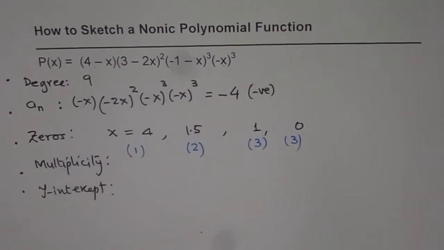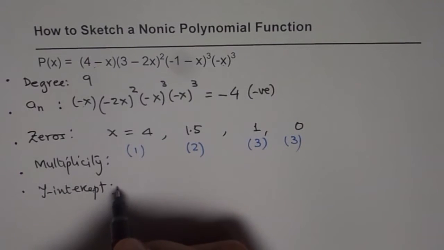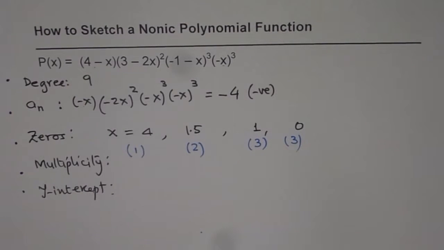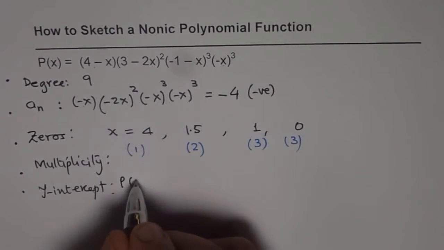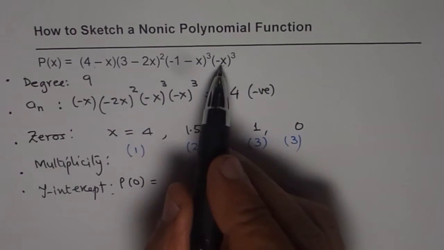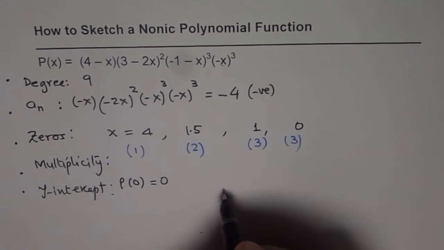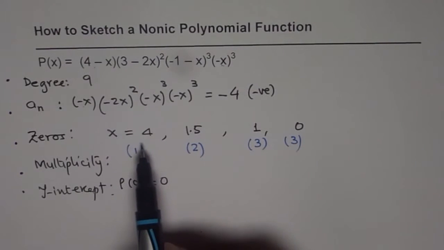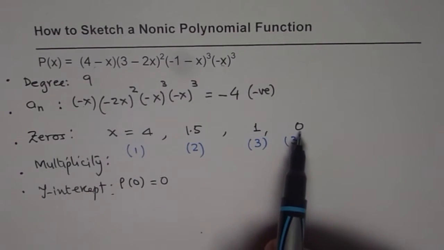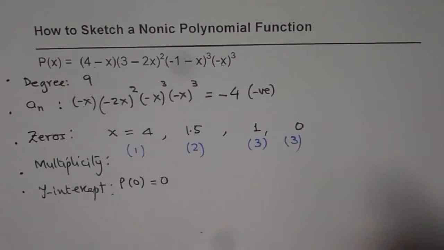Now we should look into the y-intercept. Y-intercept means if x is 0, what is the value of the polynomial? So the value of the polynomial will be 0 in this particular case. So that gives us all the information required to sketch a polynomial function. So let us now sketch it. Let me use the space to sketch. So we have zeros at all positive values, except for one zero, fine, that's good enough.